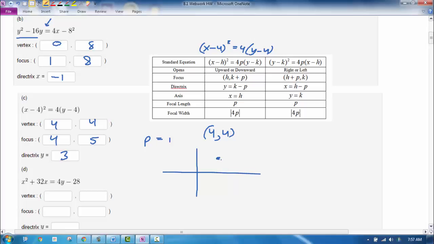You go over 4 up 4 for the vertex. Focus is at 4, 5, right here. And the directrix is at the line y equals 3. So the parabola would open up and look like this.